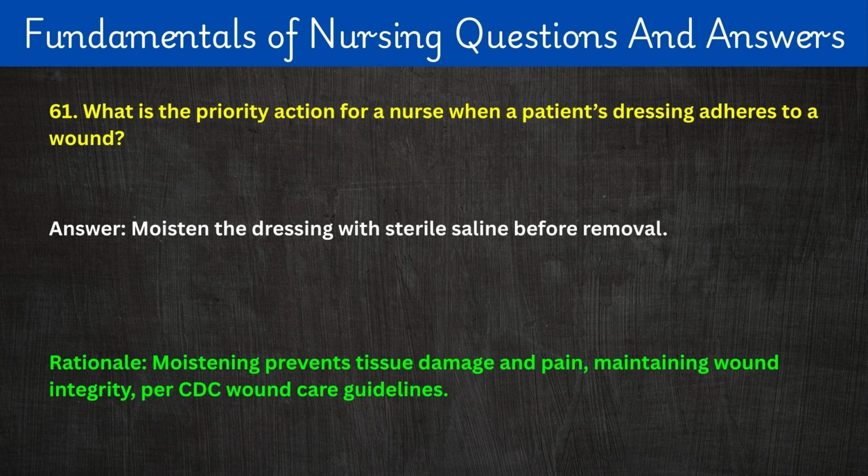61. What is the priority action for a nurse when a patient's dressing adheres to a wound? Answer: moisten the dressing with sterile saline before removal. Rationale: moistening prevents tissue damage and pain, maintaining wound integrity, per CDC wound care guidelines.